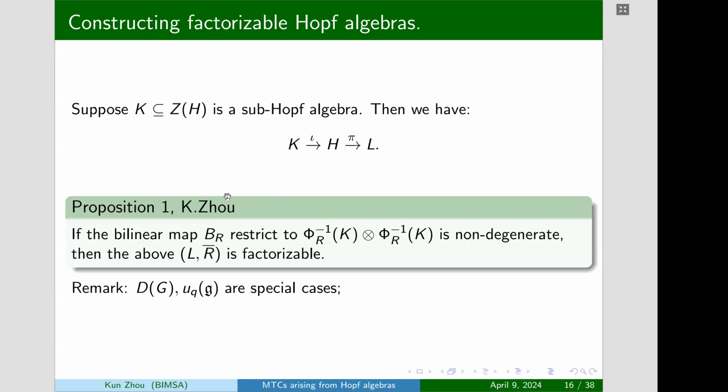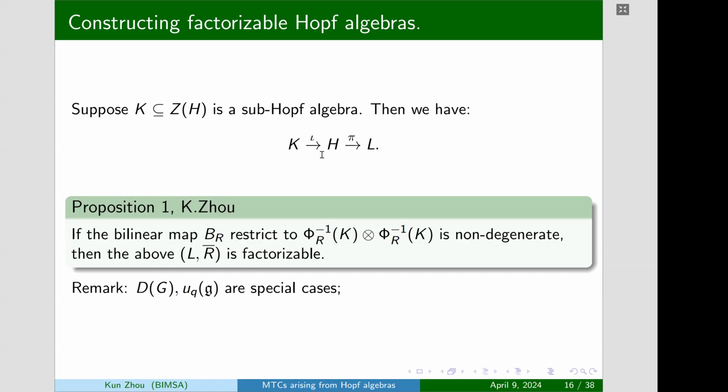The following result tells us when the Hopf algebra L is a factorizable Hopf algebra. Here, R-bar is a quasi-triangular structure on L induced by the projection pi. Let me show it. If the bilinear map B_R restricted to phi_R inverse of K tensor phi_R inverse of K is non-degenerate, then the above (L, R-bar) is a factorizable Hopf algebra. Let me give a remark.